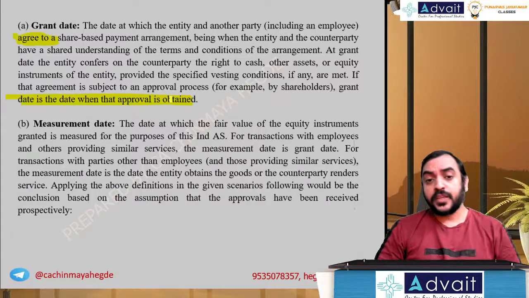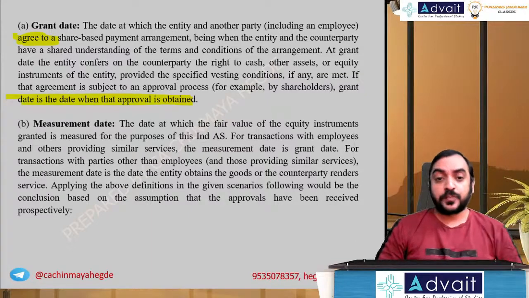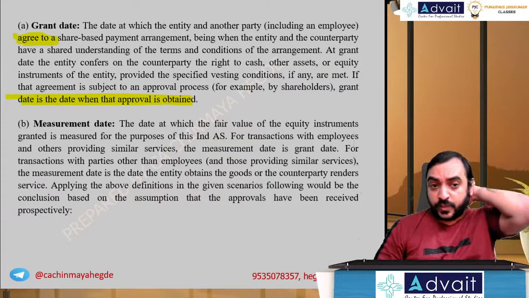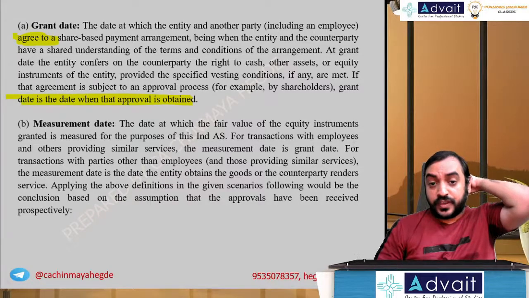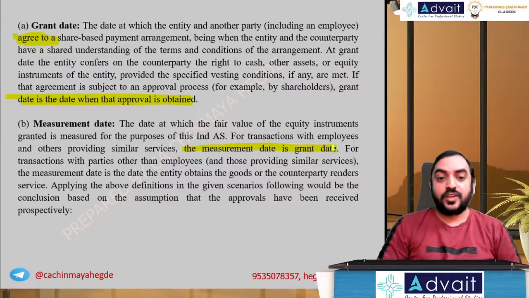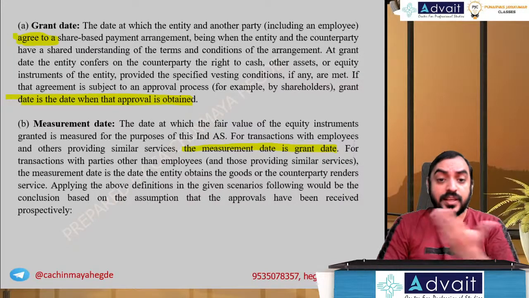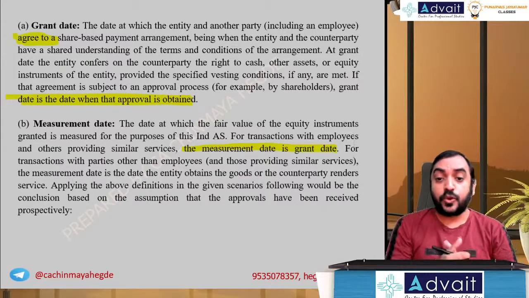That is grant date. Measurement date, the date at which the fair value is to be determined, when do you measure it? The date at which fair value of equity instrument granted is measured for the purpose of Ind AS. For these transactions with the employees, others providing similar service, measurement date is grant date. For transactions with parties other than employees, those providing services, the measurement date is the date the entity obtains the counterparty service, when the service is actually rendered. Applying the above conditions in the given scenario, following would be the conclusion.